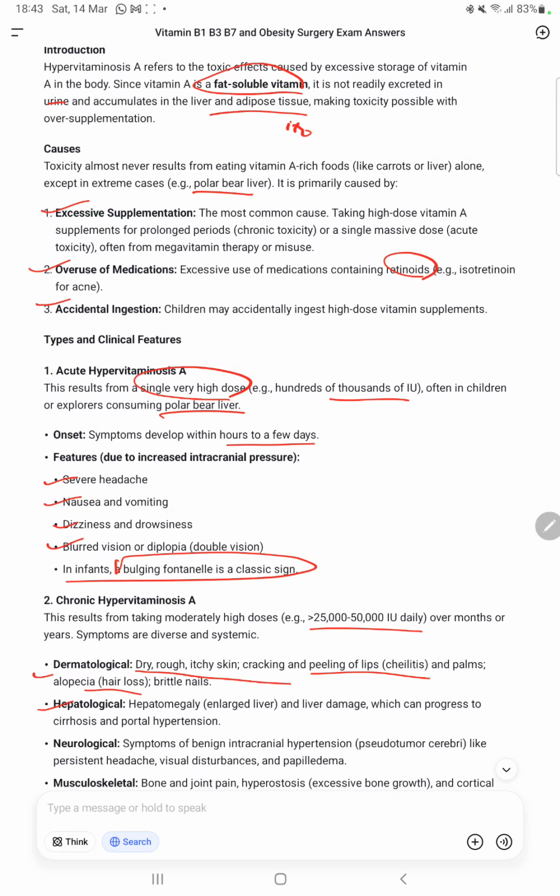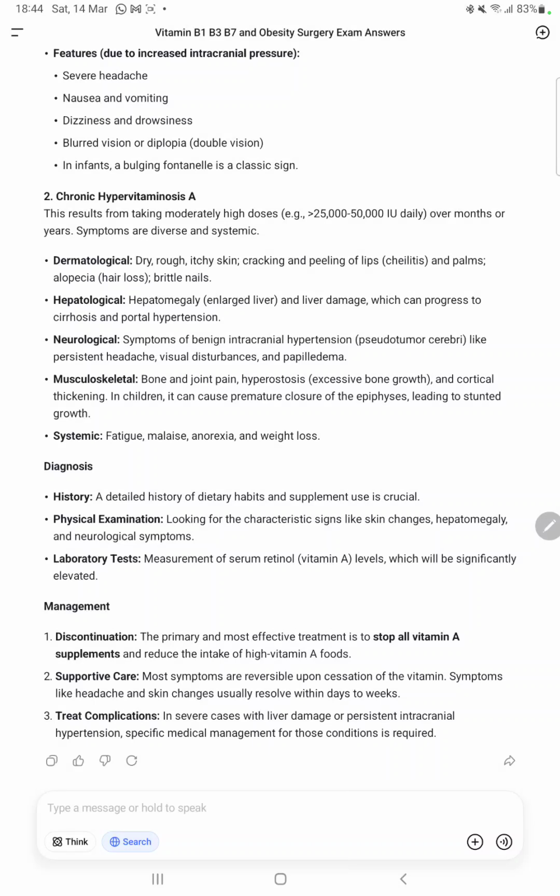Then hepatological manifestations, that is hepatomegaly, because obviously the storage happens in the liver. Apart from that, liver damage can happen. Neurological manifestations like persistent headache, visual disturbances, and musculoskeletal manifestations like myopathy can happen, and hyperostosis, that is excessive bone growth. Premature closure of the epiphyses in children can be seen.